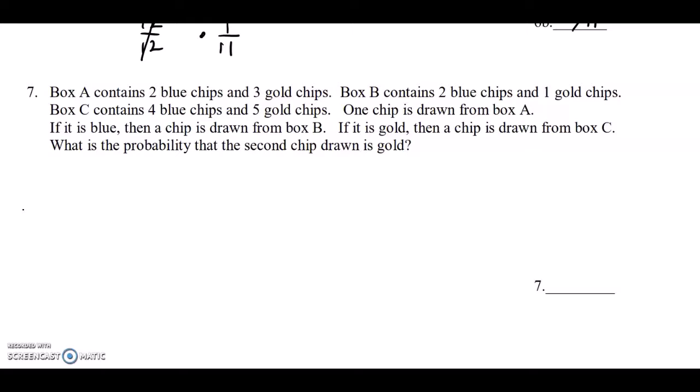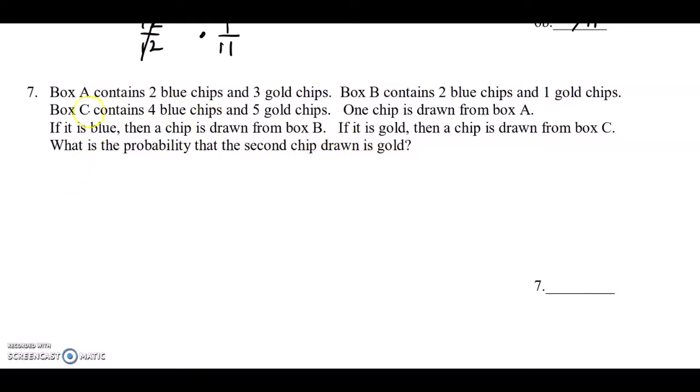So here we have box A contains 2 blue chips and 3 gold chips. B contains 2 blue and 1 gold. C has blue and gold. 1 chip is drawn from box A. If it's blue, then a chip is drawn from B. If the chip from box A is gold, then a chip from box C is drawn. What's the probability that the second chip drawn is gold?